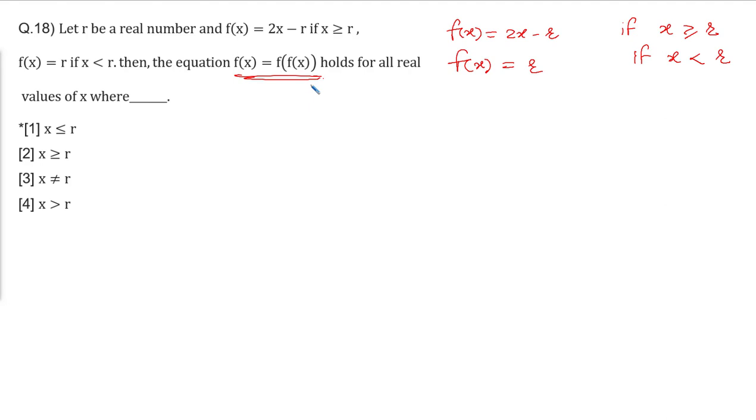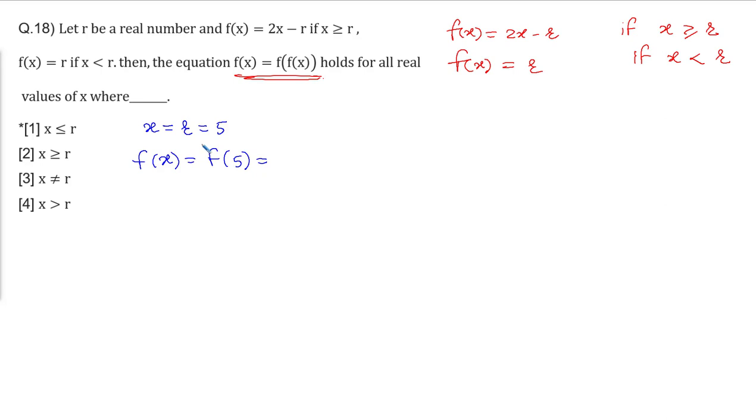So let's have a look at it. What we'll do here is we'll assume some values for x and r. Okay, so let's put x is equal to r, everyone. So take some value, x is equal to r is equal to, let's take 5. So f of 5 is going to be how much? F of x, that is equal to f of 5.